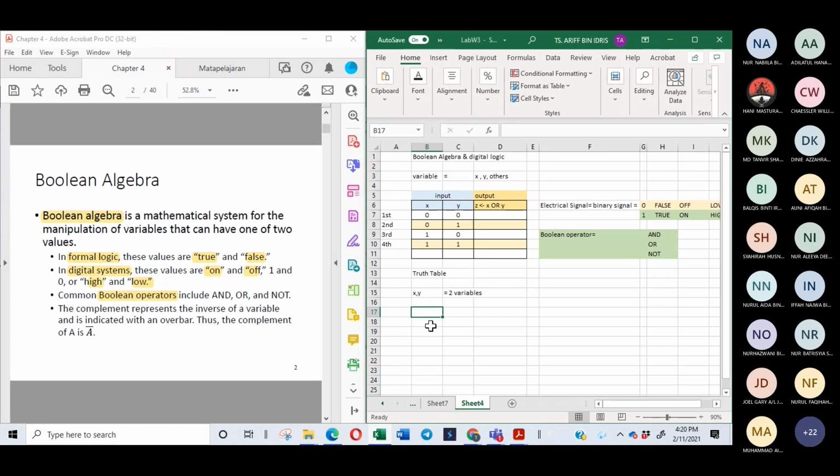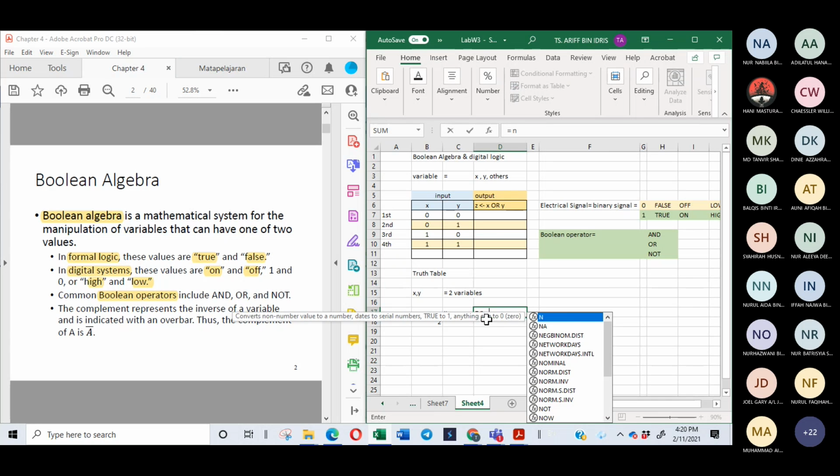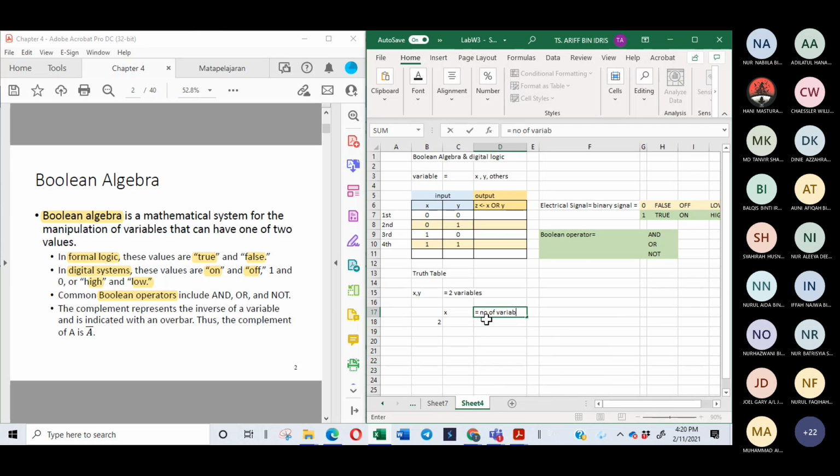The formula is 2 power of x, in which x is the number of variables. Okay, the formula is 2 power of x. So how many variables do we have?